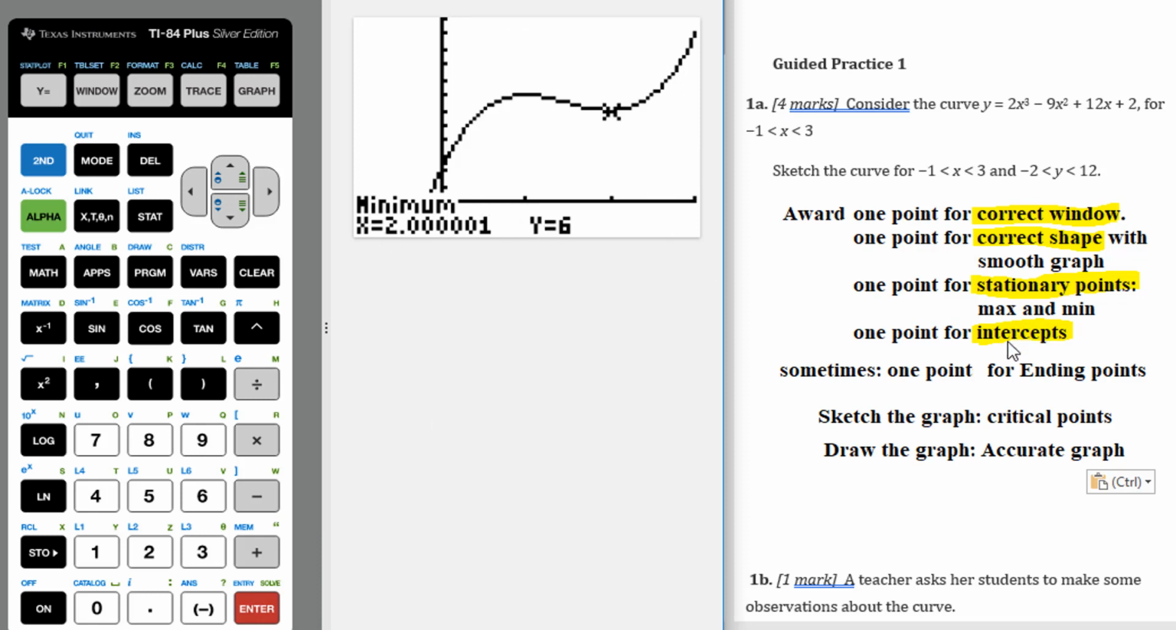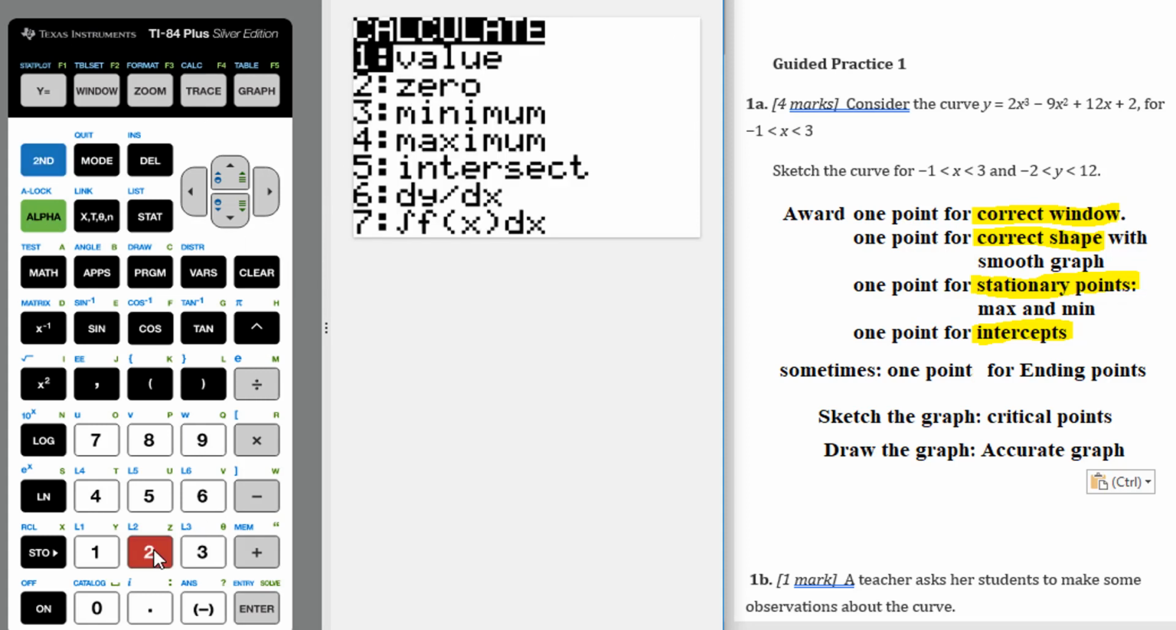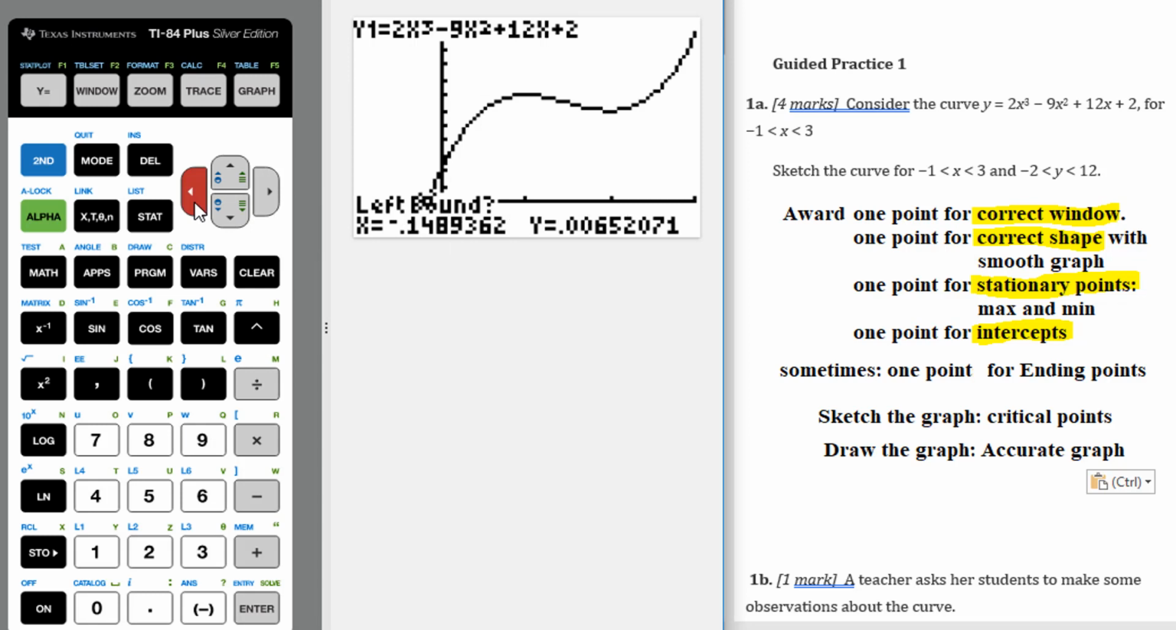Then we need to get the y-intercept. For the y-intercept, I do trace 0. Enter. You will get 0, 2. For the x-intercept, you will do second trace again and get 0. So left bound, enter, right bound, enter, then enter. You will get negative 0.149. Remember 3 significant figures.